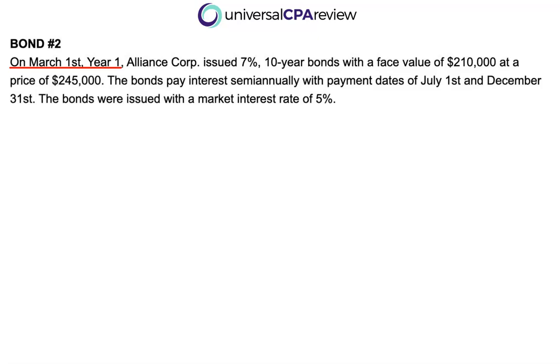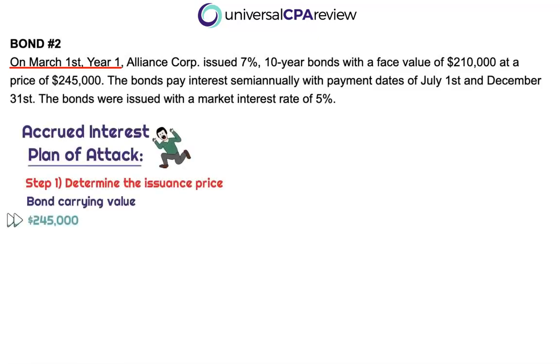Okay, so we got to pull out our 4-step approach for determining accrued interest. And we ultimately want to determine its impact to the initial carrying value. Step 1 in our 4-step approach is determining the carrying value before considering accrued interest. Okay, so the beginning carrying value we know is $245,000.